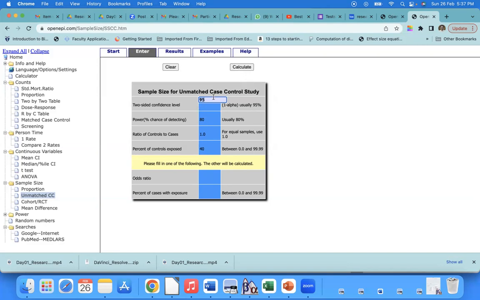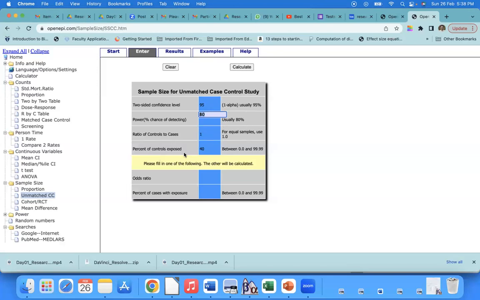The two-sided confidence level will be 95%, and the power will be 80%. I told you before, right? Power of the study should be 80%. The ratio of controls to cases, we can put 1:1. That is for equal samples, right? For equal samples, use 1. That means the number of cases equals the number of controls.